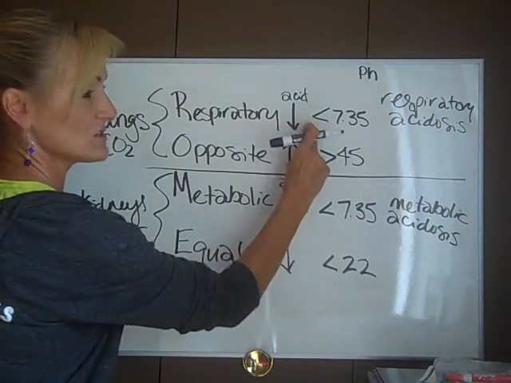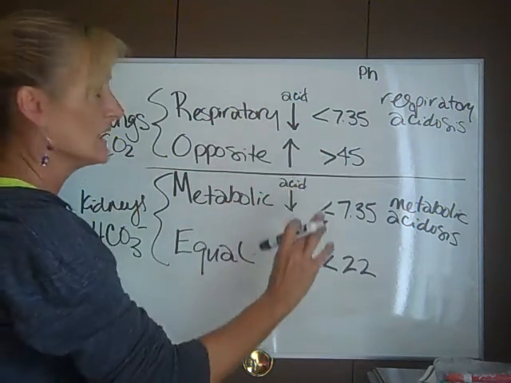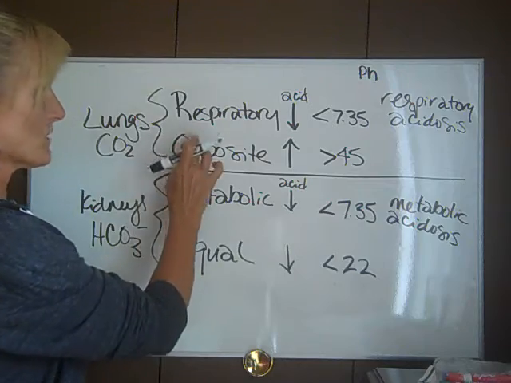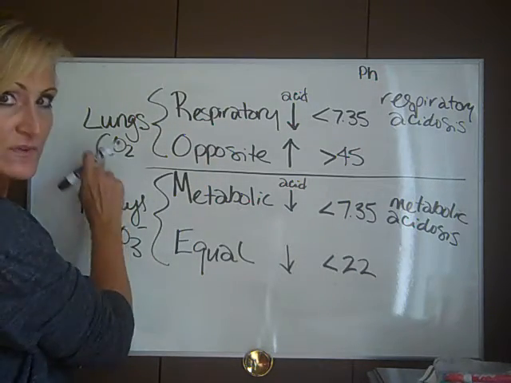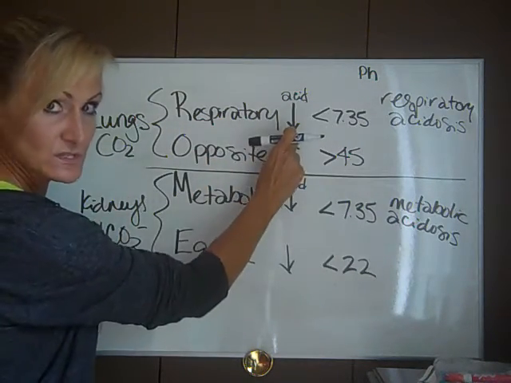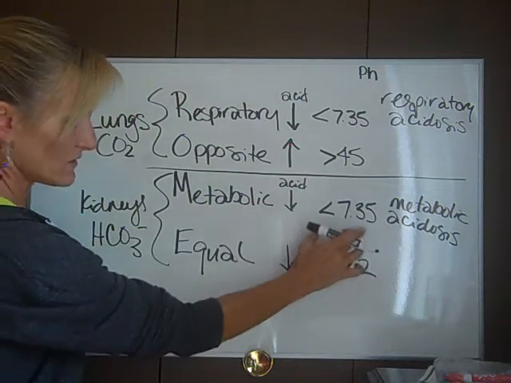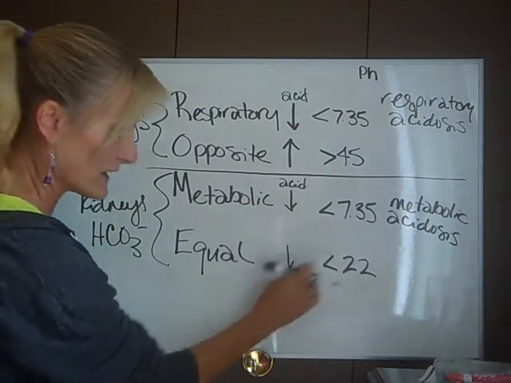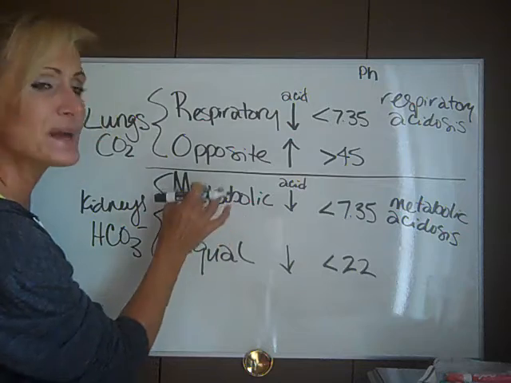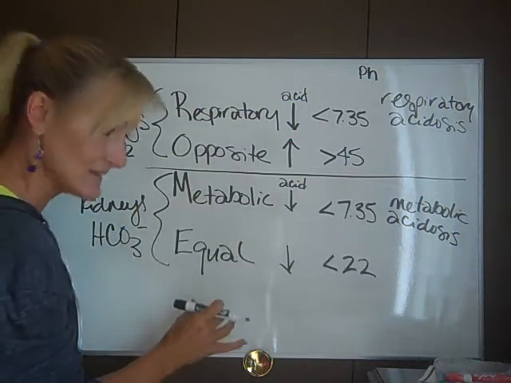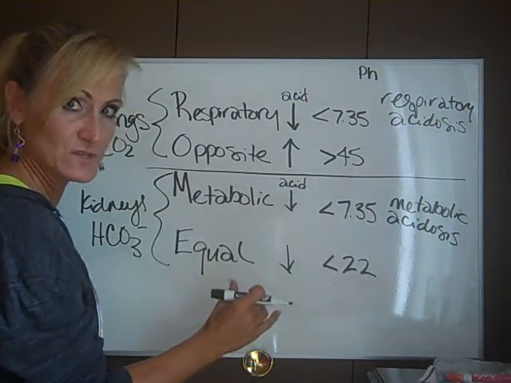All of a sudden you've noticed that these two arrows are opposite, so you know that you have a lung problem. You've got a respiratory acidosis. Then if you look at your arrows, and this one's going down, but your bicarb is also going down, that is a metabolic problem. That's coming from the kidneys. So you have a metabolic acidosis.